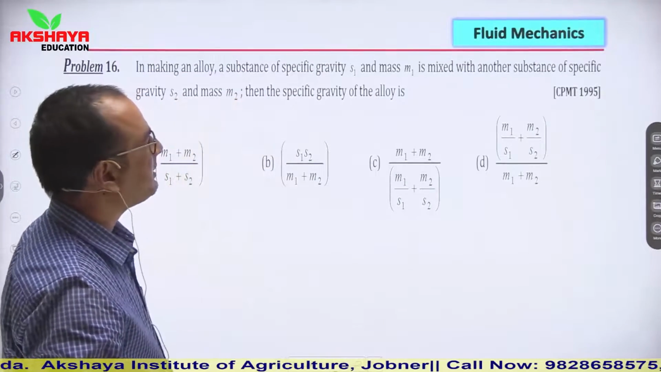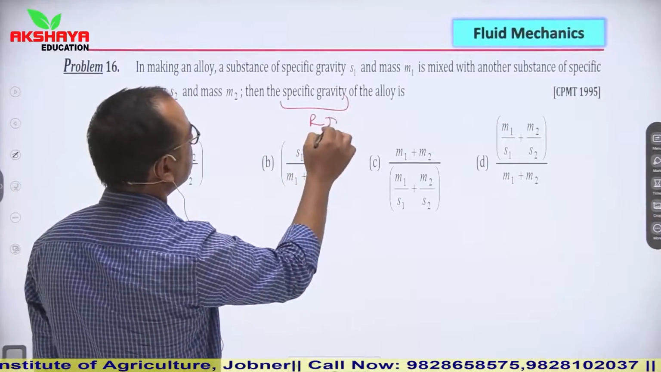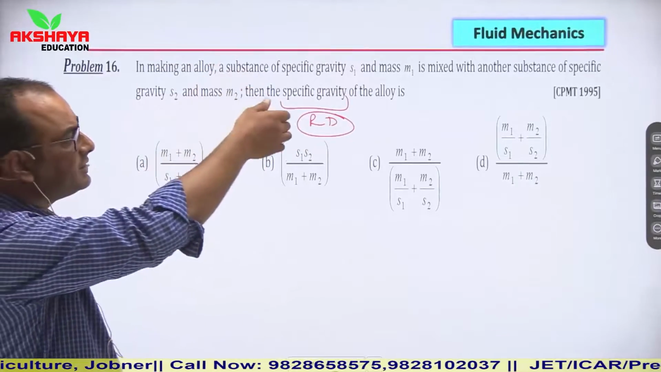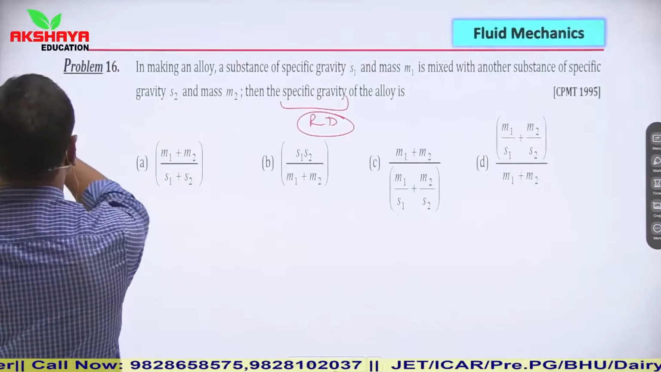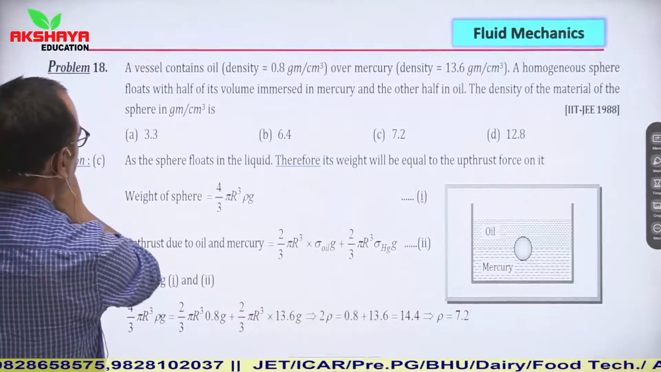So you can find specific gravity here. Specific gravity is known as relative density. So you are given specific gravities. Specific gravities means densities and masses, and they are mixed together. So you have to simply calculate this relation. This is also a simple pattern of question.